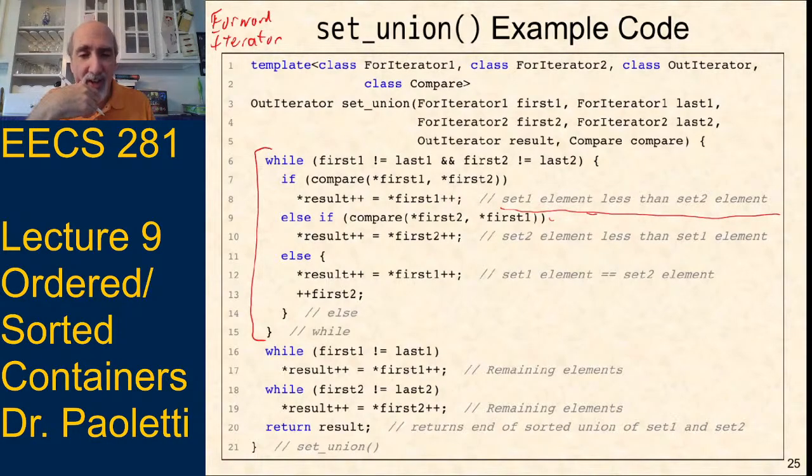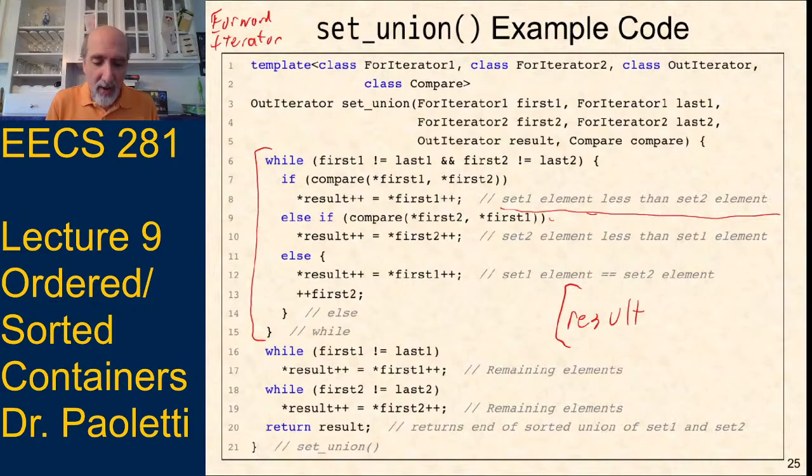Then when this is all done, I return result. And it says return the end of the sorted union of set 1 and set 2. But remember what sense we have. I know from outside where I told you to start putting things. I told you to start putting things at result.